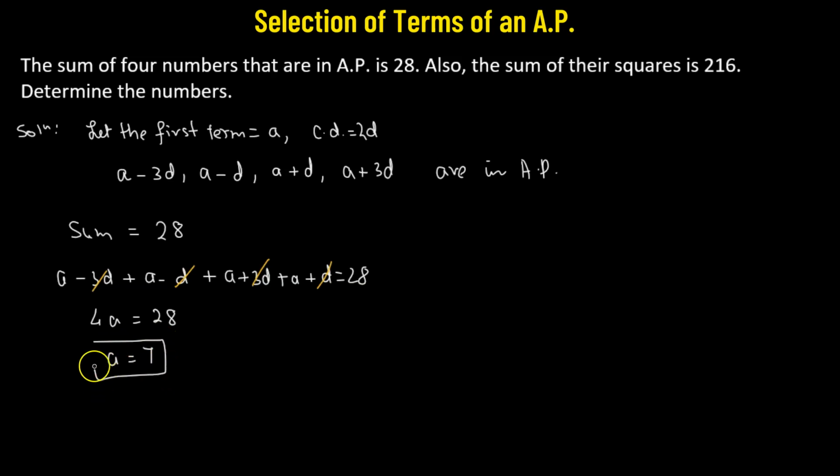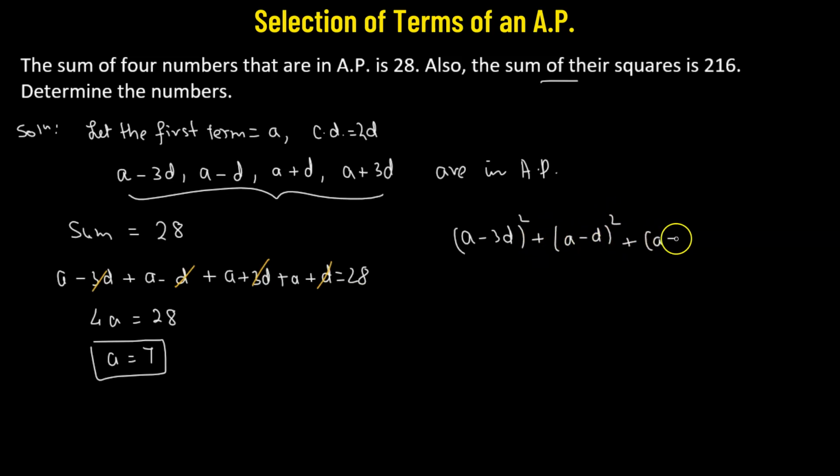So when we choose our arithmetic progression in this particular fashion, we can take the sum to easily find the value of our first term, which will be 7. Now in the next case, it's given that the sum of the squares is 216. Sum of squares means we have to take the first term, A minus 3D, and square it. Then we add the square of the second term, A minus D, then the third term, A plus D whole squared, and add A plus 3D whole squared. It's given that this sum is equal to 216.